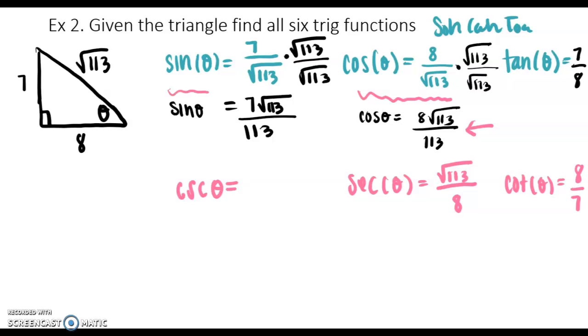So same thing over here, we're going to go ahead and flip this one. So square root of 113 over 7. And so these would be our answers. So we have 6 answers here.